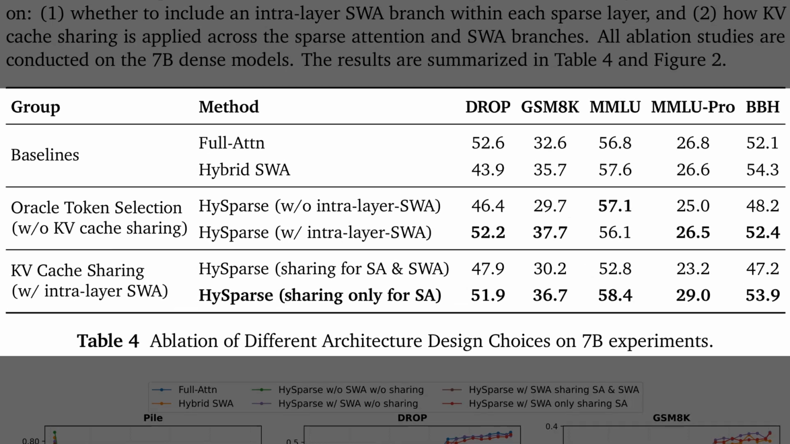So, Figure 2 hinted at distinct cache handling, and now Table 4 quantifies how these choices impact the 7 billion parameter model. The table splits the study into baselines, token selection, and cache sharing. In the middle section, intra-layer sliding window attention proves essential. Without it, accuracy on the DROP benchmark falls to 46.4. The bottom section then confirms the sliding window branch needs its own memory. When it shares the key-value cache, performance drops, but keeping it independent restores the high scores in the final row.